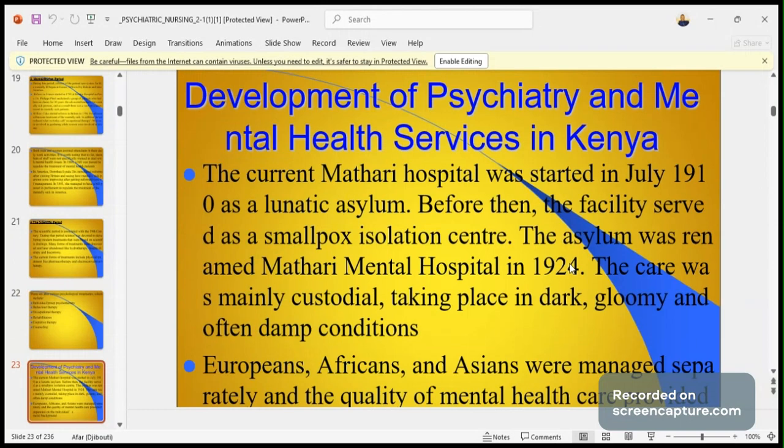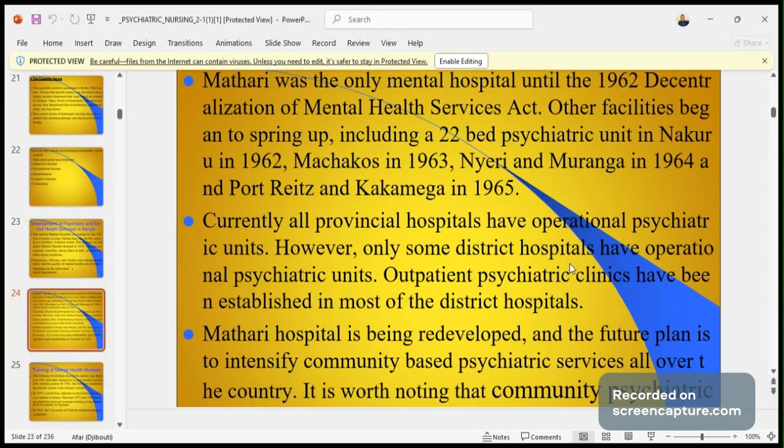So, development of psychiatry and mental health service in Kenya. The current Mathari Hospital was started in July 1910 as a lunatic asylum. That is 1910. So before then, the facility served as a smallpox isolation center, and the asylum was renamed Mathari Mental Hospital in 1924. And the care was mainly custodial, taking place in dark, gloomy, and often damp conditions. Europeans, Africans, and Asians were managed separately, and the quality of mental health care provided to Europeans was at least better. So Mathari was the only mental hospital until 1962.